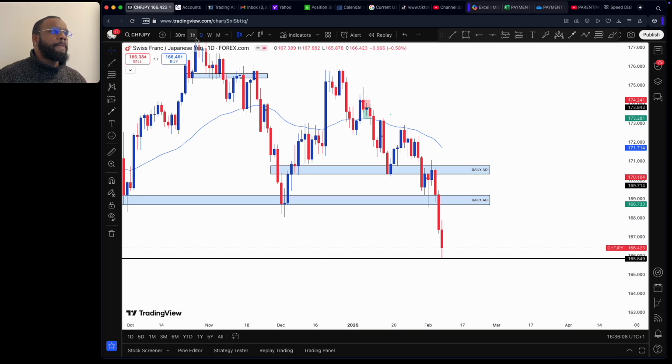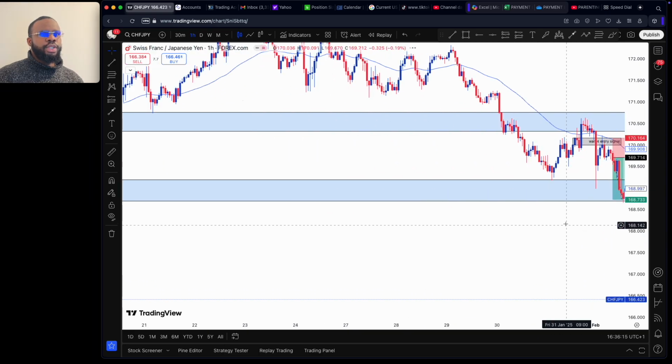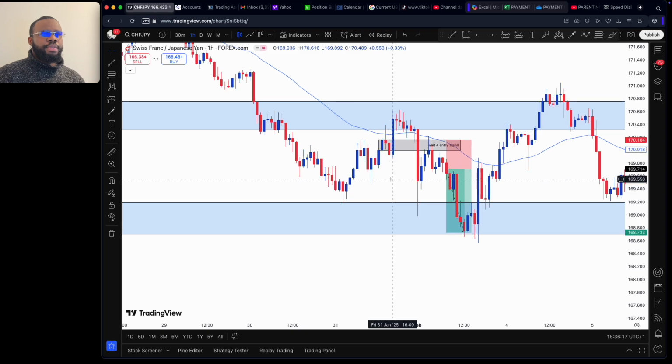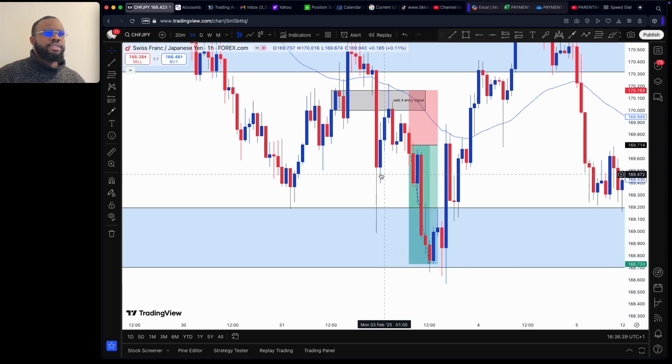Let me go to the entry time frame where I took the trade, which was the 1 hour. So I saw the price once the market opened. This was on the 11th, on Sunday. I saw this huge bearish candle, so I was like, okay, nice. Now that we have shifted bearish and the EMA is also above price, let me wait for price to retest this zone.